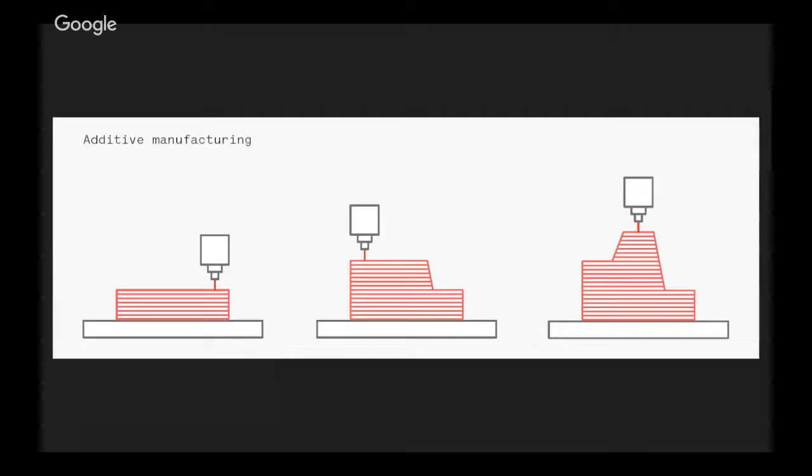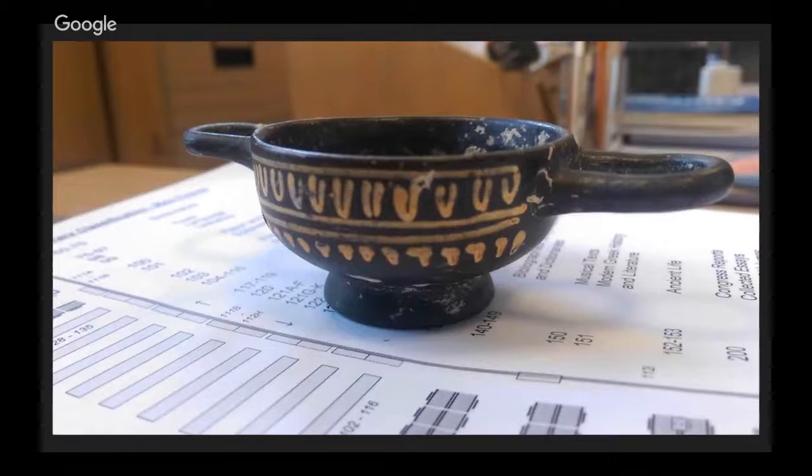So the first step in printing, of course, is to acquire your 3D model. You can either acquire a 3D model by downloading an existing one from somewhere like Sketchfab or one of the many other websites that will enable you to download or purchase 3D models ready for printing.